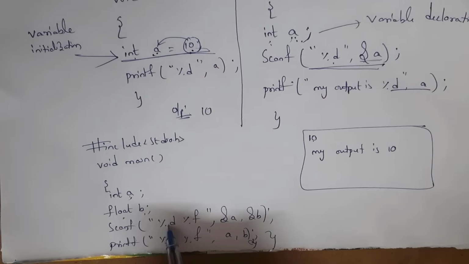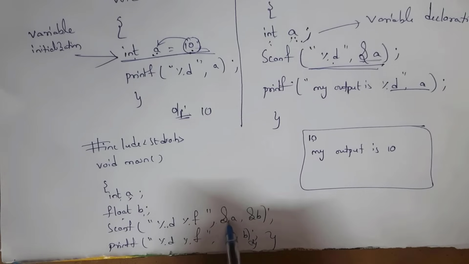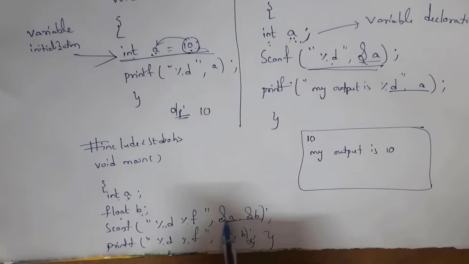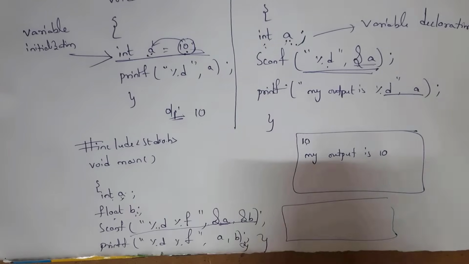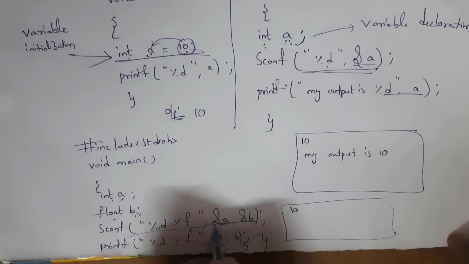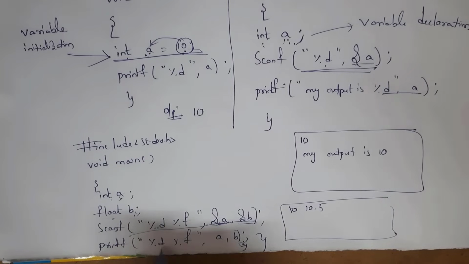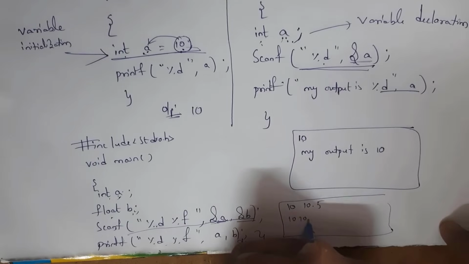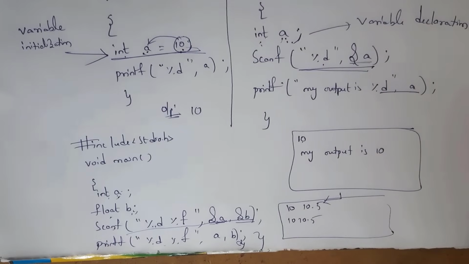So I wrote here scanf %d, because A is integer type, and %f because B is float data type, comma A comma B. Whenever I write this line of code, I can assign values to variable A and variable B after executing a program. When I execute the program, I can enter the value 10, which is stored in address A, and next 10.5, which is stored in address B, and by using printf I will get the output 10, 10.5. By using scanf, I can enter values after executing a program, and the printf function is used to display output. So I will get output as 10 and 10.5.